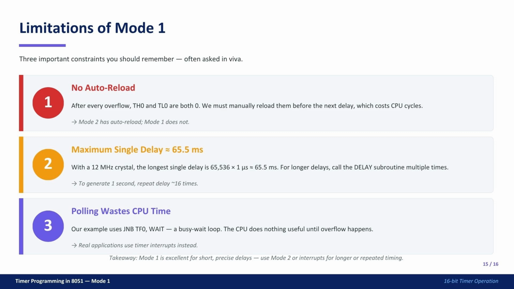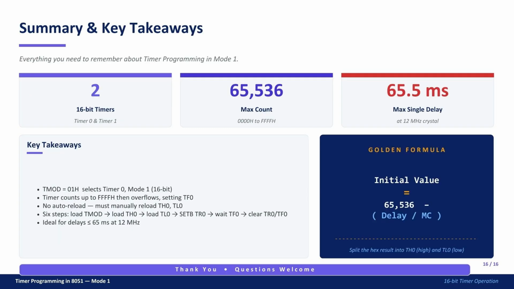Third, our example uses polling. The CPU keeps checking TF0 in a tight loop, which wastes CPU time. In real applications, we use interrupts instead, so the CPU can do other work while the timer runs in the background. So we can say mode 1 is perfect for delays up to 65 milliseconds, making it ideal for things like blinking LEDs, generating audio tones, or creating precise timing signals.